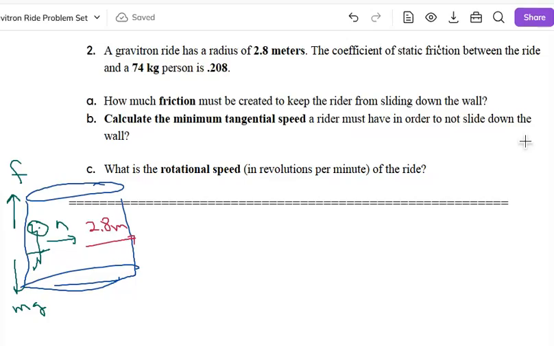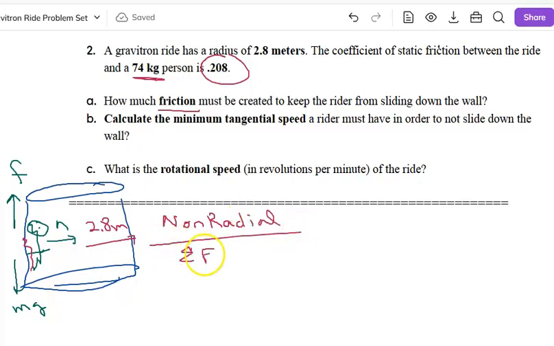Okay, question 2. Gravitron ride has a radius of 2.8 meters. Coefficient of friction is 0.208, and we know how much mass they have. Question number A, how much friction do you need to make sure they don't slide down the wall? All right, so that's going to be in our non-radial column.